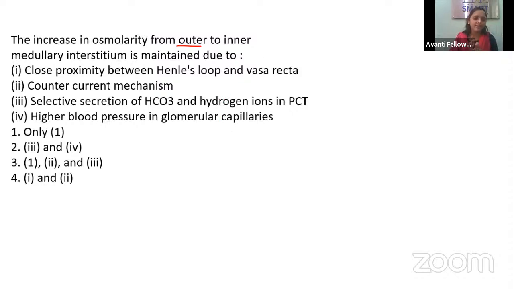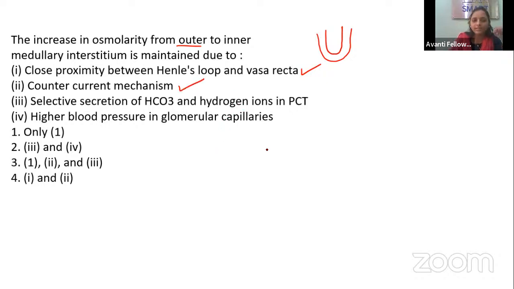The first statement says that the close proximity between the Henle's loop and the vasa recta maintains the osmolarity. Yes, you can see the osmolarity is maintained by the vasa recta, that is by the counter current mechanism. Here you can see this is the Henle's loop and this is the vasa recta. By the close proximity we can maintain the osmolarity. That is the correct statement. Then the second statement, counter current mechanism. Yes, by the counter current mechanism we can maintain the osmolarity. That is also correct.